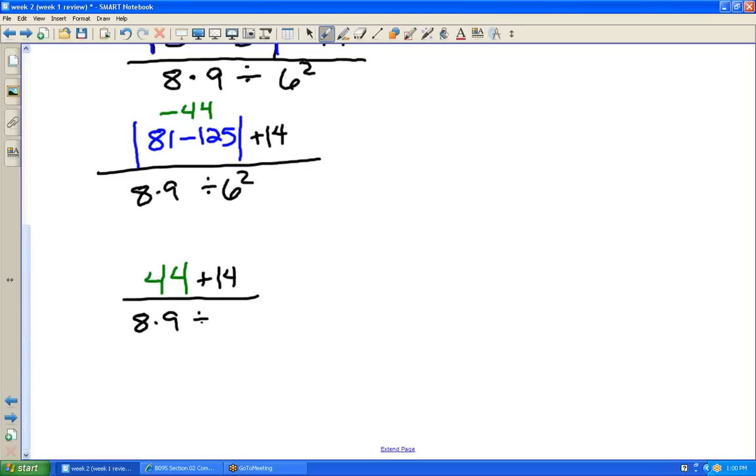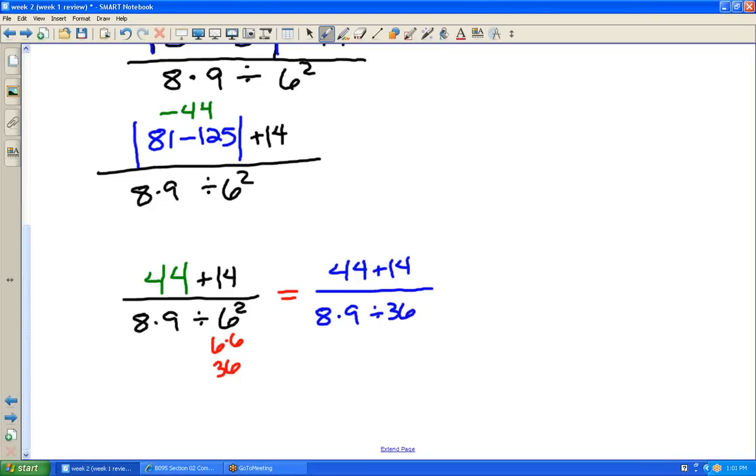Now I have 44 plus 14 over 8 times 9 divided by 6 squared. Okay, so now I can deal with the top and then the bottom if I really want to. I have to do my exponents, so looking here, 6 squared is 6 times 6, which is 36. So what I have on top is 44 plus 14, over 8 times 9 divided by 36.